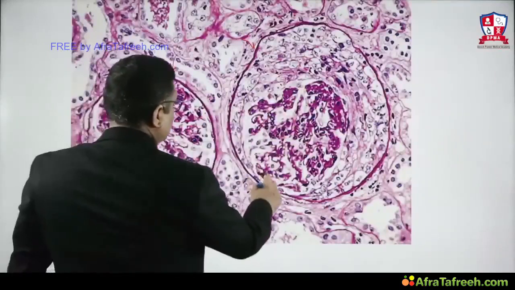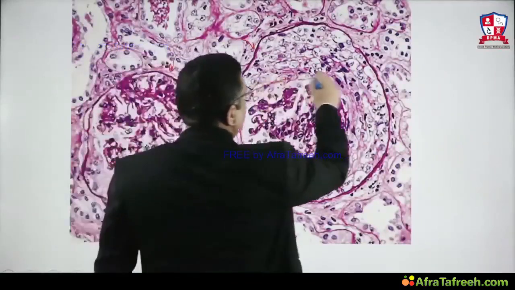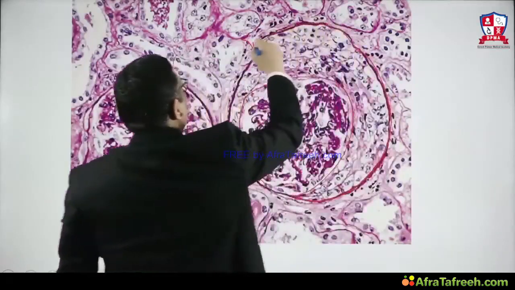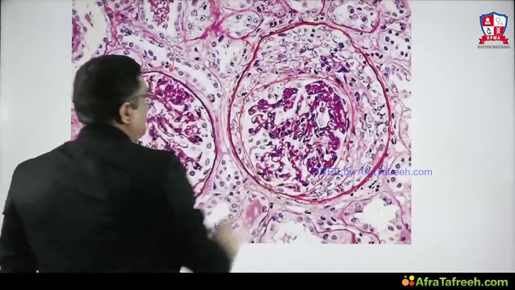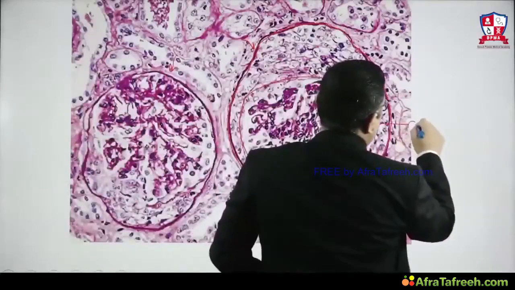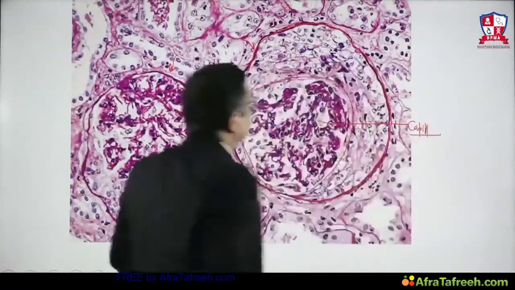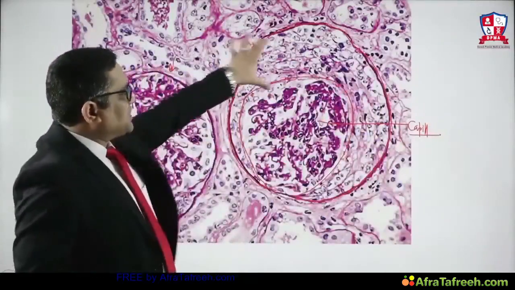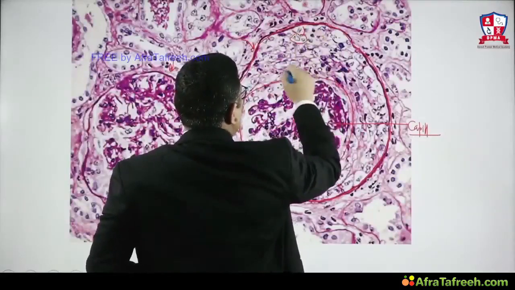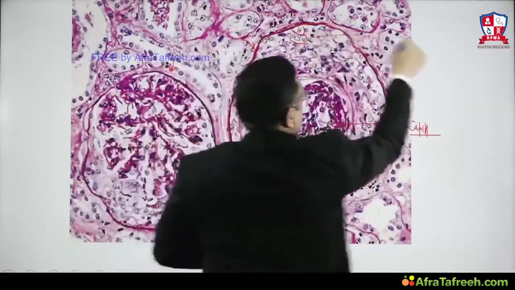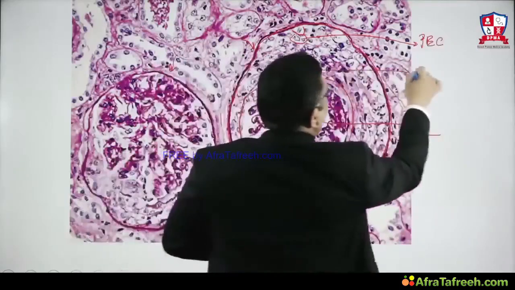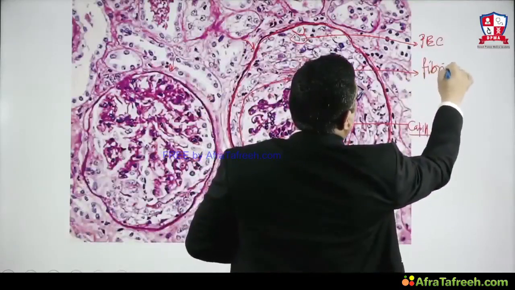What is actually happening in this? You can notice what I'm drawing here, this area, and look at the outer area of the Bowman capsule. What we are watching in this picture are the glomerular capillaries, right? So these are capillaries. But what are these other things? These are all parietal epithelial cells. Can you see the parietal epithelial cells? And if you notice very clearly, you can see a pink color. What is this pink material? This is the fibrin. That's all.